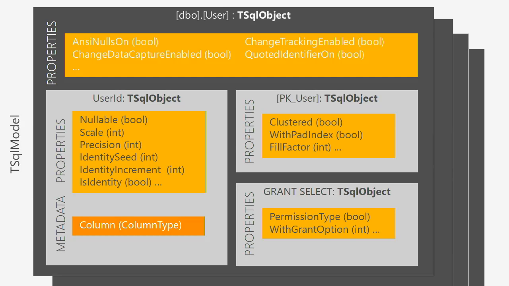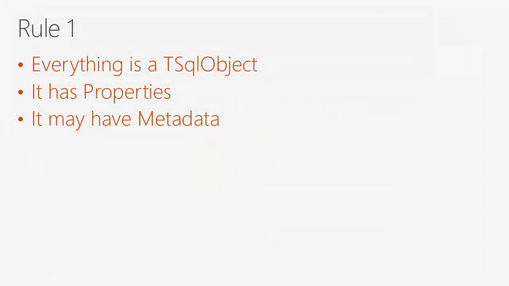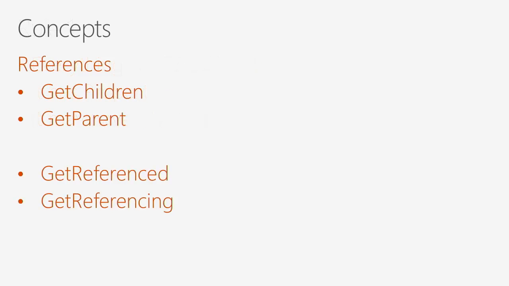Metadata may or may not exist. Columns have metadata, which is the type of column. It's a thing identifying that it's of type column. Seriously, that's a thing. So, in short, everything is a T-SQL object. Permission, foreign key, index, table, view, you name it, extended properties. They're all T-SQL objects. They have properties, the same thing as if you went right-click properties in SQL Server Management Studio, and it may or may not have metadata, depending what it is.